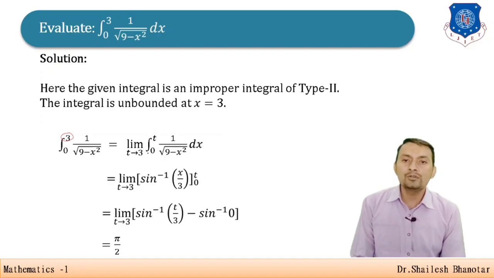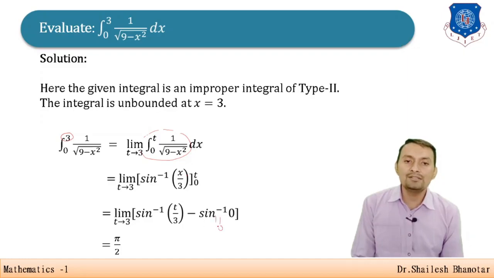So I'm going to assume the integration from 0 to t, and then take the limit t tends to 3. But we know that the integration of this function is sine inverse of x by 3, from 0 to t. When we put x equal to t, we get sine inverse t by 3 minus sine inverse 0.